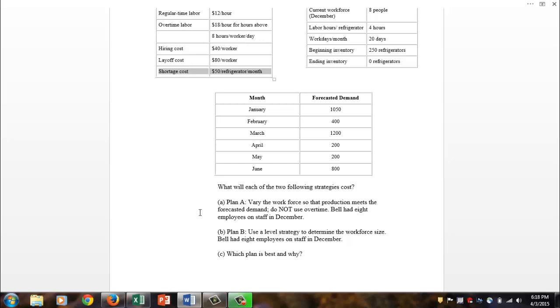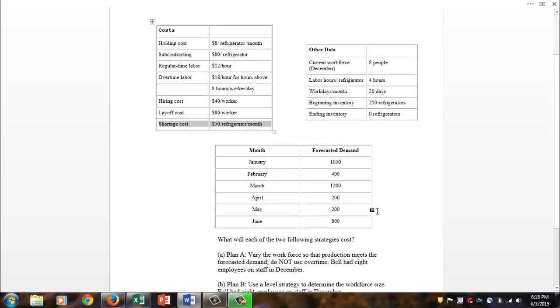Here's Plan B, use a level strategy. Again, very similar to Plan B. Part C is the same. Which plan is best and why? We're looking at probably lowest cost. There's other things to consider, but we start with lowest cost.